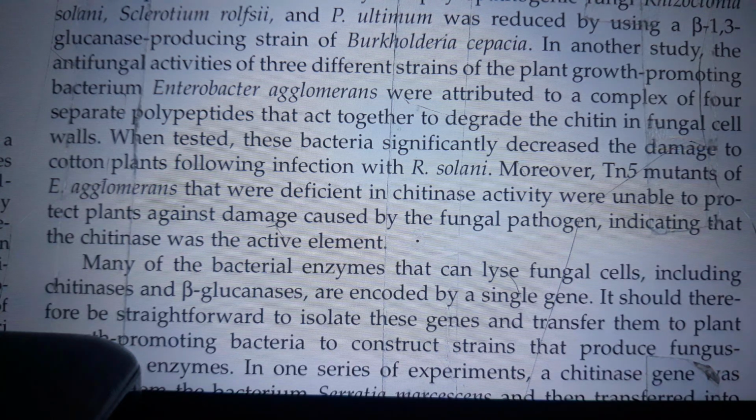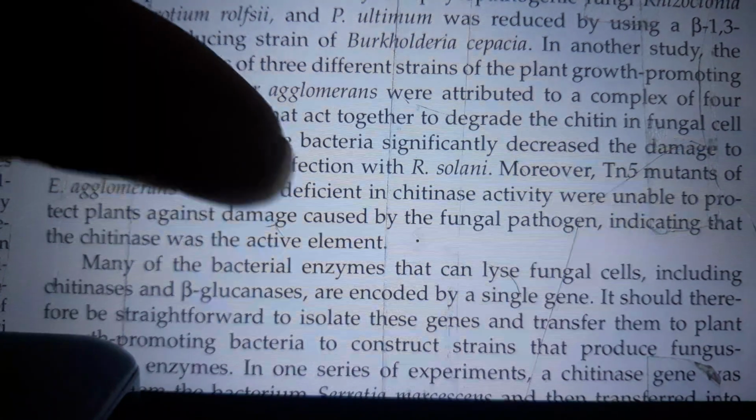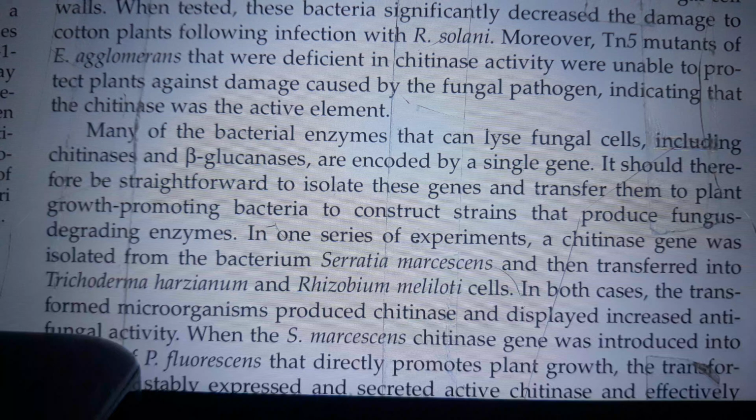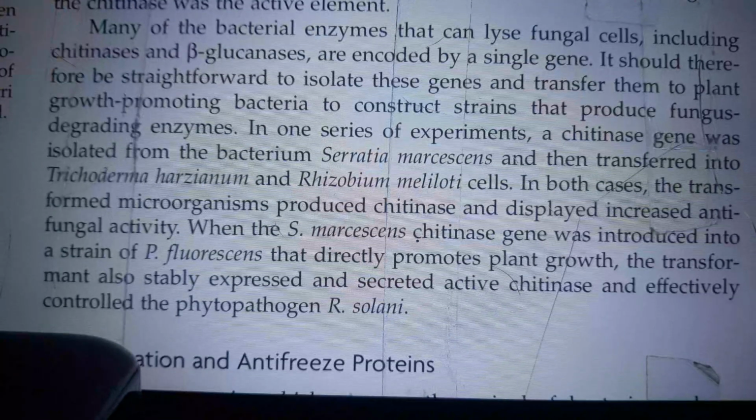When tested, these bacteria significantly decreased damage to cotton plants following infection with R. solani. Moreover, Tn5 mutants of E. agglomerans that were deficient in chitinase activity were unable to protect plants against damage caused by a fungal pathogen, indicating that the chitinase was the active element. Many of the bacterial enzymes that can lyse fungal cells, including chitinases and beta-glucanases, are encoded by a single gene.